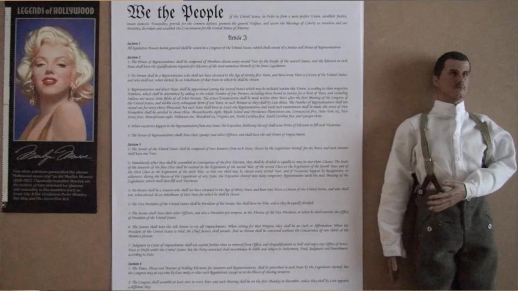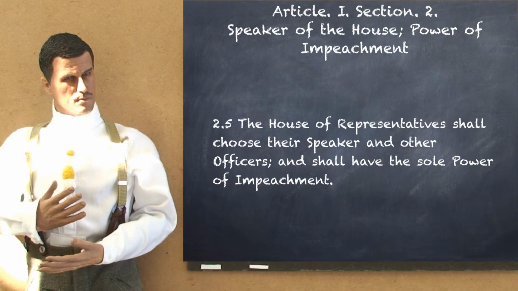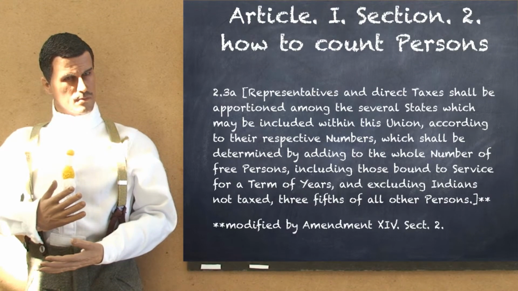We'll tackle clause number 3. And I've actually broken it down into two parts. I've called it 2.3 A and B. And by the way, again, these are not numbers that are in the Constitution. I'm just making these numbers for clarification. So the first part has to do with how to count persons. And I'll just read it here. It says, representatives and direct taxes shall be apportioned among the several states which may be included within this union, according to their respective numbers.